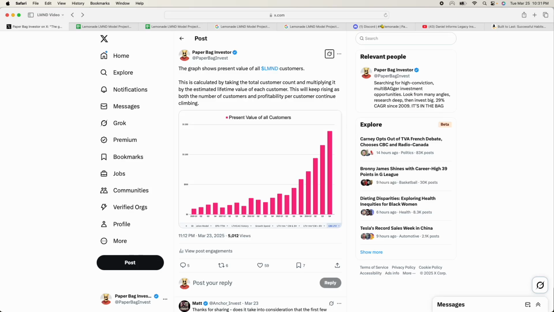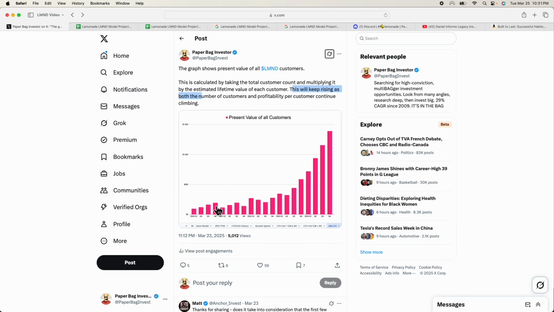All right, everybody. I wanted to share a few more thoughts around this graph that I tweeted out the other day. And maybe you didn't see this graph if you're not on X or on Twitter. But this graph shows the present value of all Lemonade customers. And what I mean by that is I calculated it by taking the total customer count and multiplying it by the estimated lifetime value of each customer. This will keep rising as both the number of customers and the profitability per customer continue to rise.